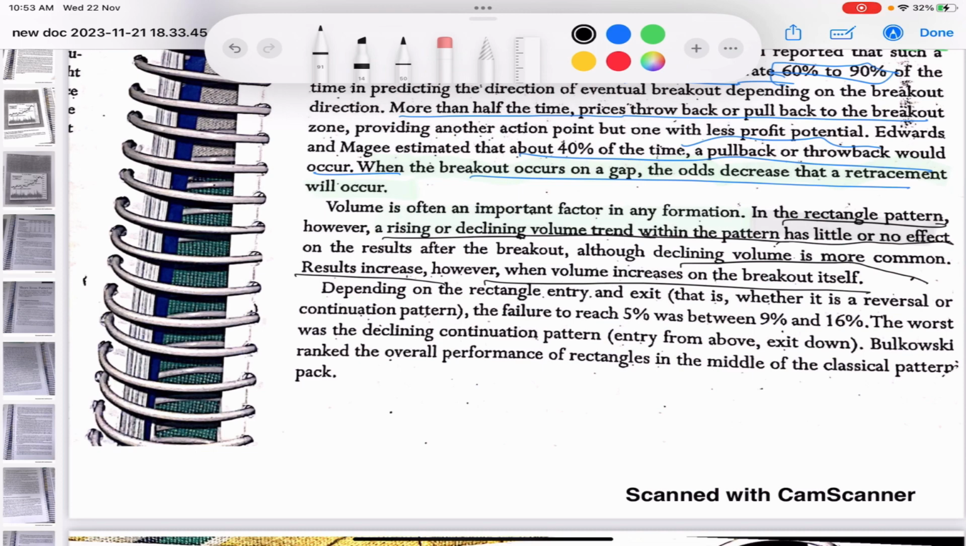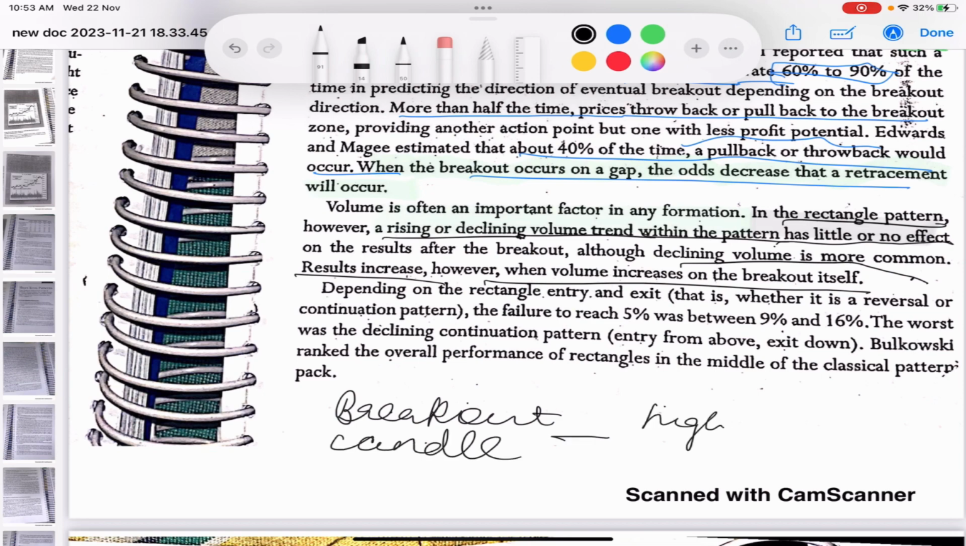I've emphasized this so many times, that whenever you see a breakout candle, we really want the candle to have a very high volume in the breakout. That would basically show the conviction in the breakout direction. So we really want a proper breakout with a proper breakout volume. Keep that in mind. Depending on the rectangle entry and exit, the failure to reach 5% was between 9 to 16%. So there is a certain amount of failure in that as well. The worst was the declining continuation pattern, entry from the above and exit down.